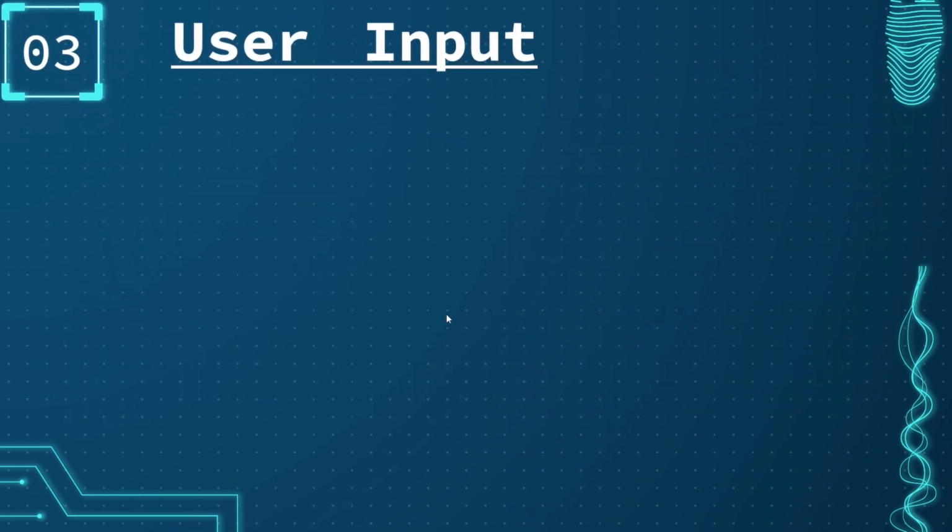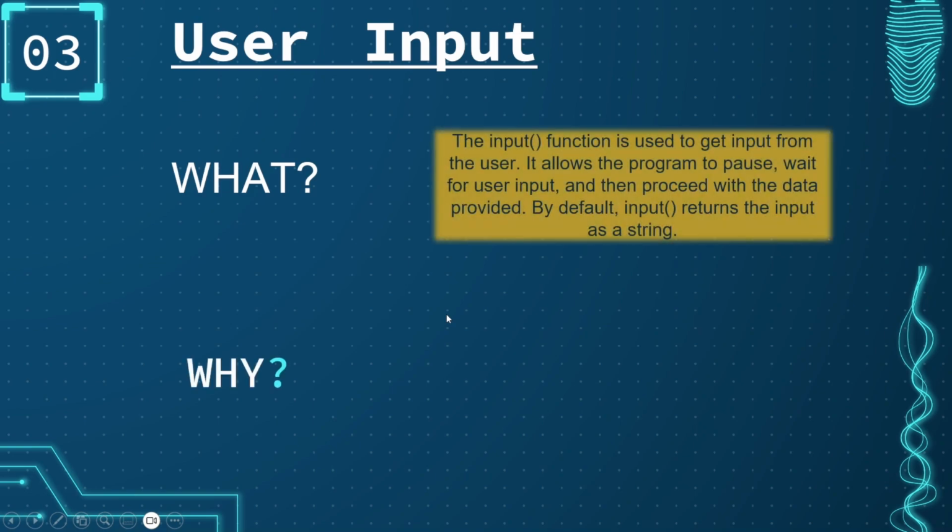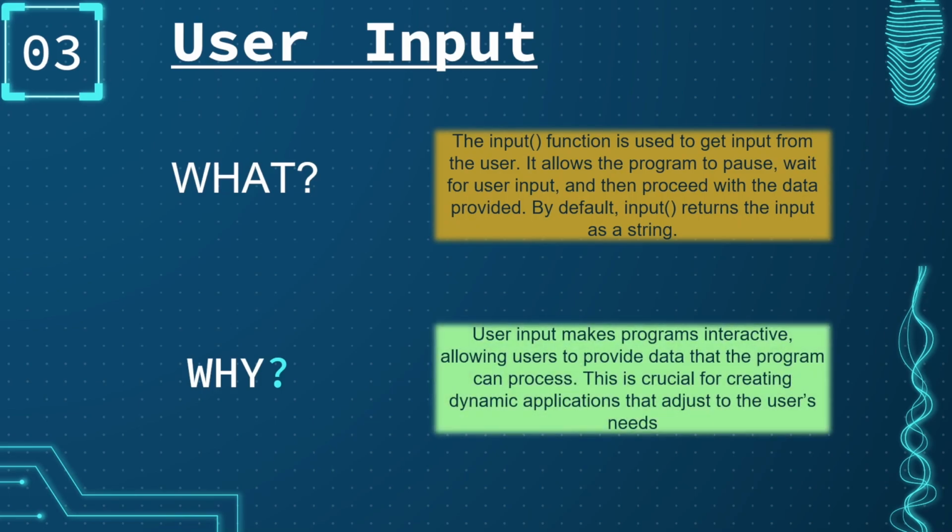Okay, now let's talk about user input. What is user input and why do we need it? User input is a function that is used to get the input from the user. It allows the program to pause, wait for the user input, and then proceed with the data provided. By default, it returns a string data type. Why do we need it? Of course, it is to make the program more interactive, more dynamic. It allows the user to provide data that the program can process at runtime. This is crucial for creating dynamic applications that adjust to the user's needs.